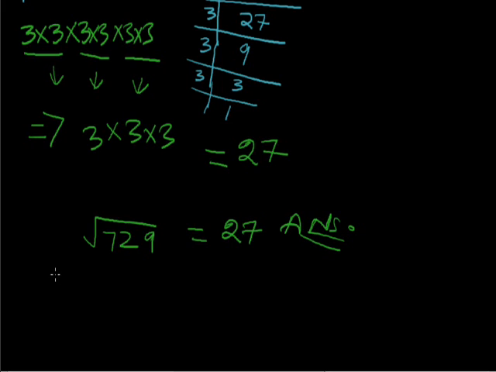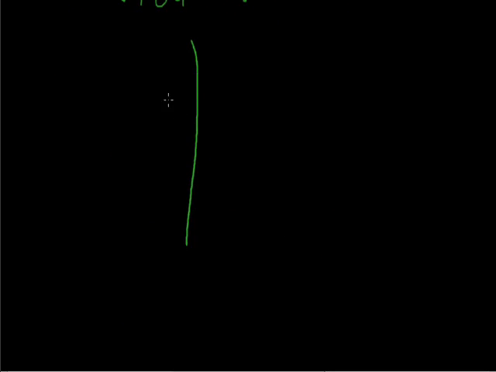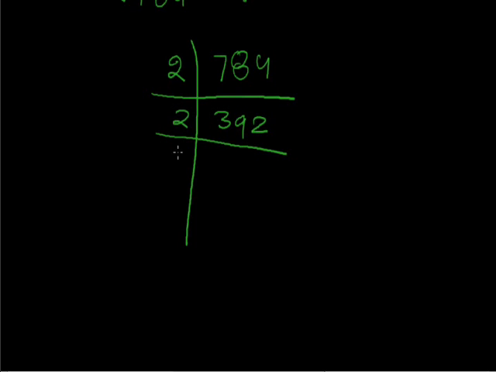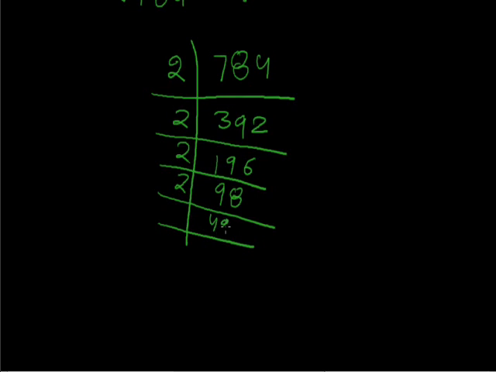You can check this method with another example. Find the square root of 784. To start with, 784, we divide this number by 2 because the unit digit of this number is 4. We get 392. Again divide by 2, we get 196. Again divide this number by 2, we get 98. Again divide by 2, we get 49. Again divide by 7, not 2, not 3, not 5, then 7.